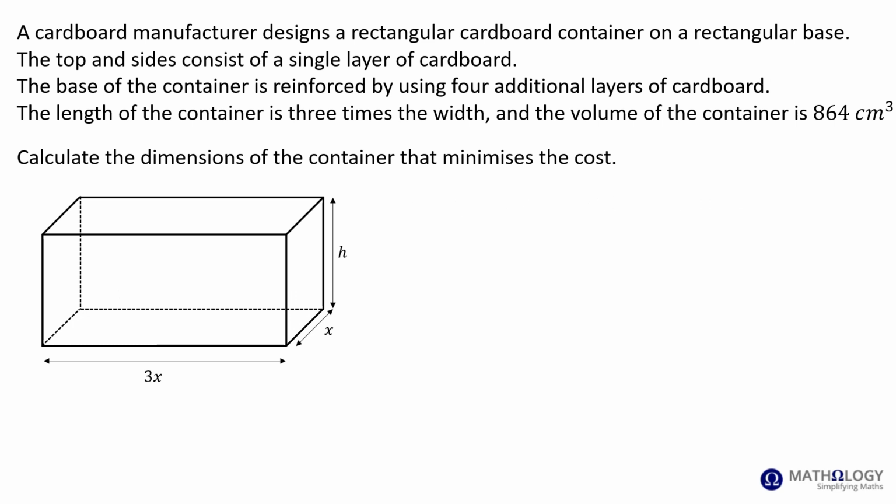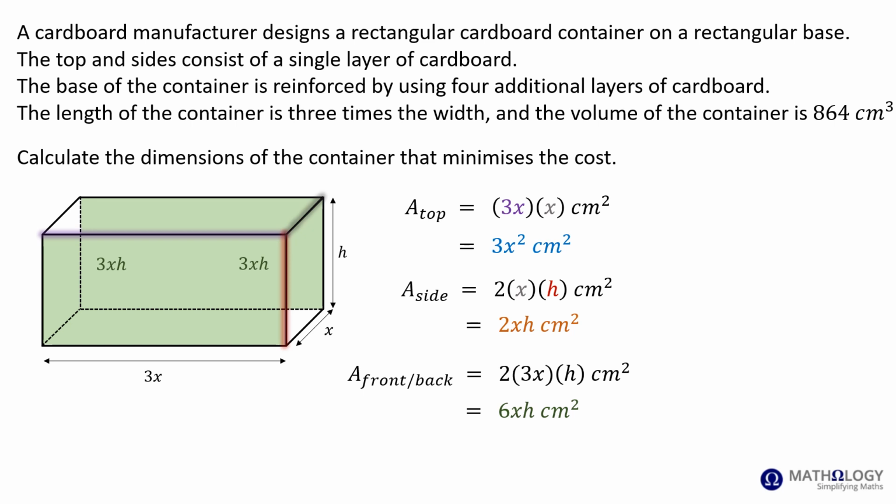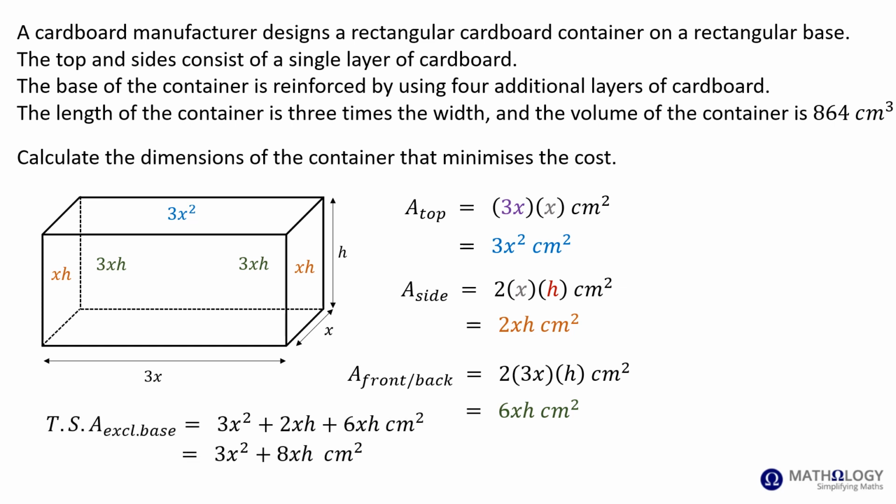The area of a rectangle equals the length times the breadth, so the area of the top surface is 3x times x, which equals 3x squared. The area of each side surface is xh, so the sum of these 2 areas is 2xh. And the area of the front and back surfaces, collectively, is 6xh. The total surface area, excluding the base, is therefore 3x squared plus 8xh centimeters squared.